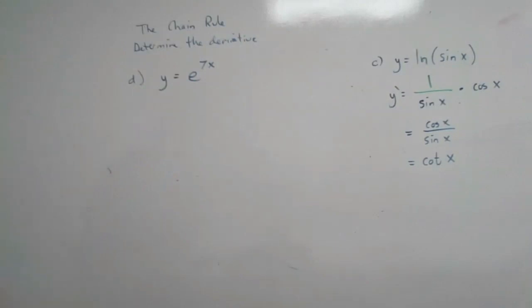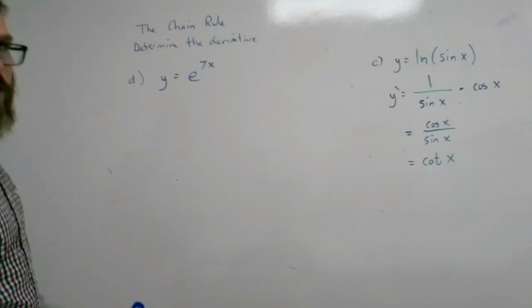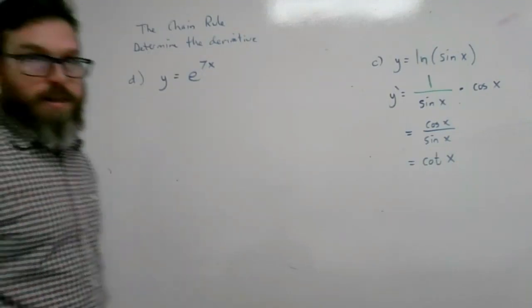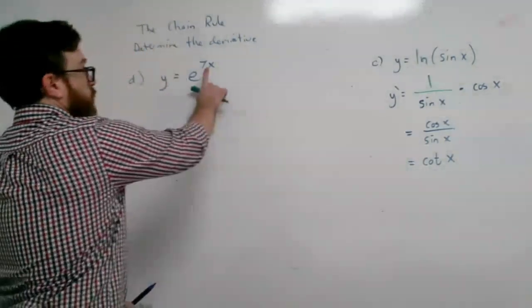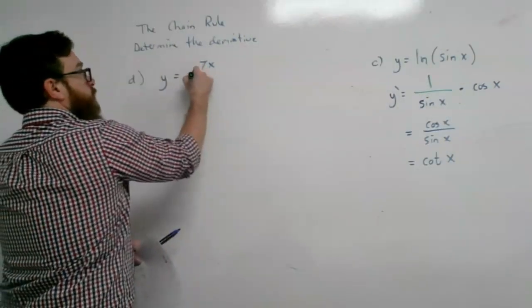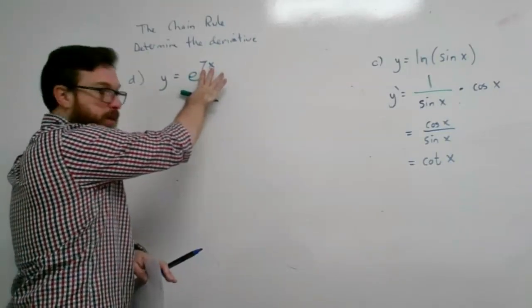Now the e function is a little different. We have to be careful because of what the outside function and what the inside function is. Like, what is your f function? Remember that the input to exponentials is your exponent. So that means the outer function here is your e function, and the inner function, which is your g of x, is going to be your 7x.